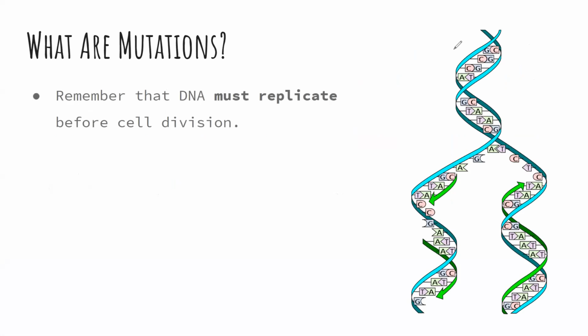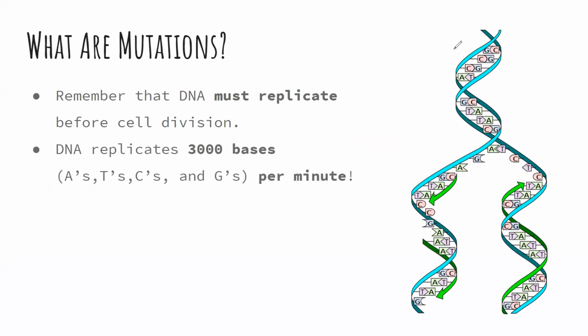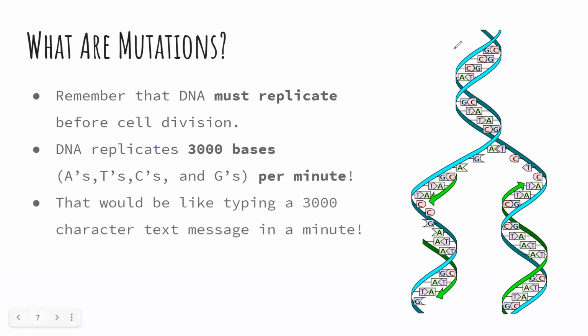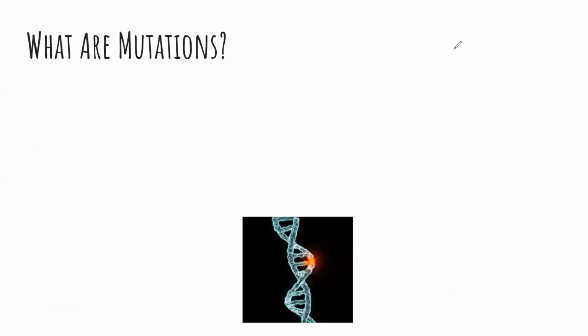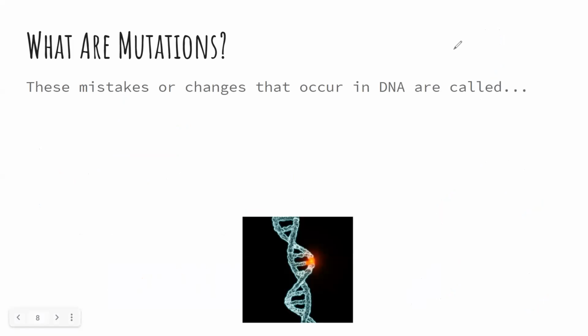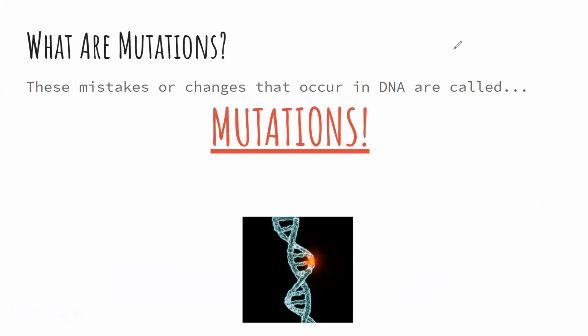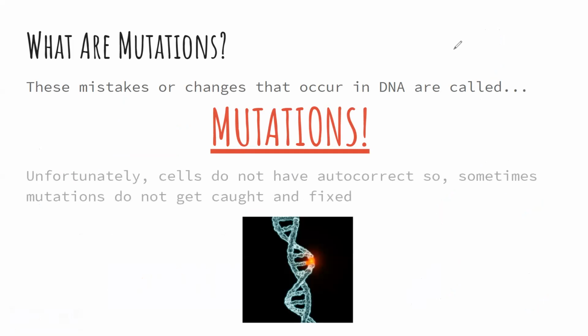So mutations, what are they? Remember, your DNA must replicate or copy before cell division. DNA replicates at 3,000 bases per minute. It's a whole lot of A's, T's, G's, and C's. It's most likely that you're going to mess up if you try to type a 3,000 character text message in 1 minute. It's going to happen. Mutations happen, y'all. These mistakes or changes in DNA are called mutations. So a mistake or a change in DNA is called a mutation.